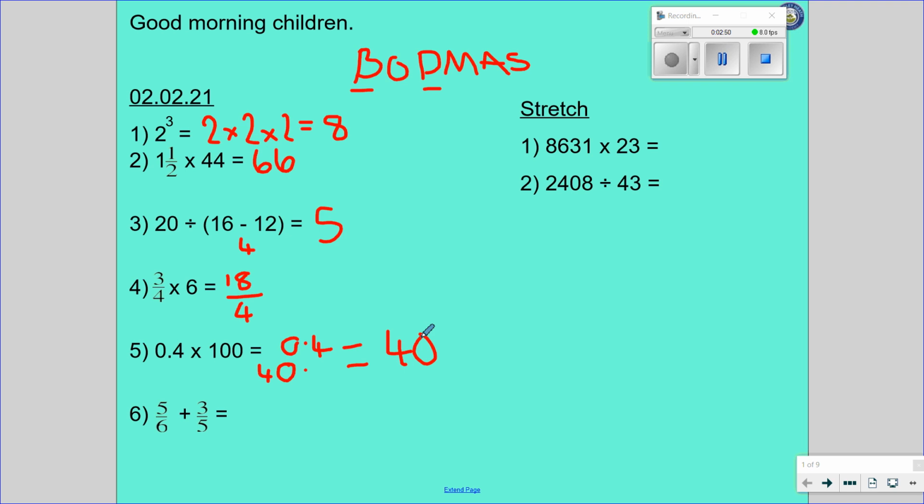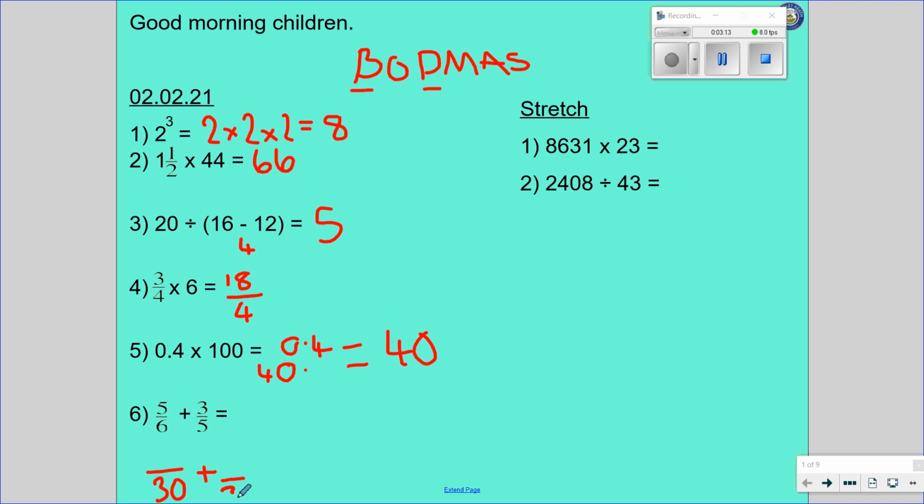Question 6, when I'm adding fractions, I have to have the same denominator. So I need to make both of these fractions have the same denominator. So I'm going to ask myself, what number is in both the 6 times table and in the 5 times table? So the number that I was looking for my denominator was 30.